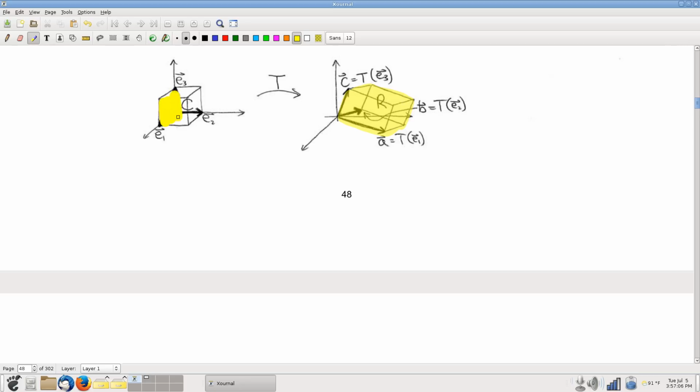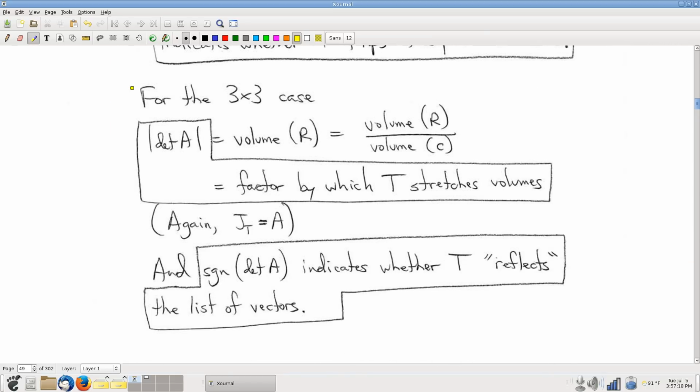But of course this volume is 1, and therefore the ratio of that volume divided by that volume is the same thing as the original volume, and so our new interpretation of this old Math 212 fact, that the absolute value of the determinant is the volume, is that we can reinterpret it as saying it's a factor by which T stretches volumes. And again, you can check for yourself that the matrix A is the Jacobian matrix that you would use in the change of variables formula to compute the volume of that parallelepiped.